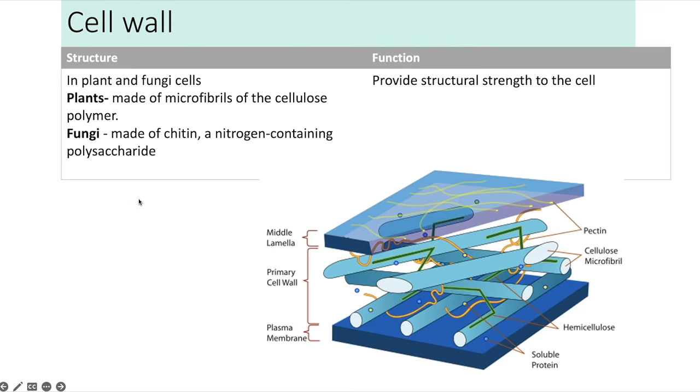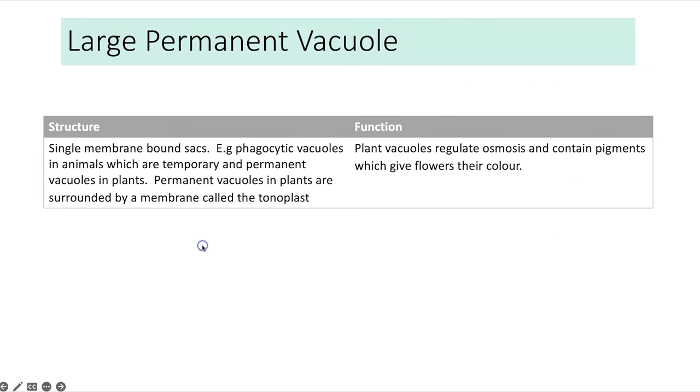The cell wall is found in plant cells, but also fungi. Fungi are also eukaryotic organisms. You do have cell walls in prokaryotic organisms as well, but we're just going to focus on cell walls of the eukaryotic organisms for now. So plants have a cell wall made up of cellulose, whereas fungi have a cell wall made up of chitin, which is a nitrogen-containing polysaccharide. And the function of the cell wall is to provide structural strength.